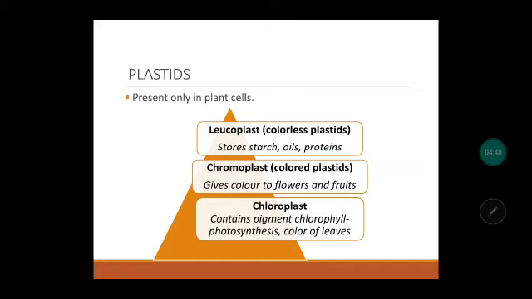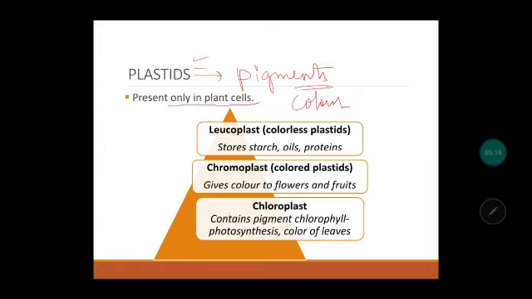Now let us look at another cell organelle, that is plastids. Plastids are present only in plant cells. These are not present in animal cells. There are three different types of plastids. These are the organelles which give pigments, or you can say color, to the plant.